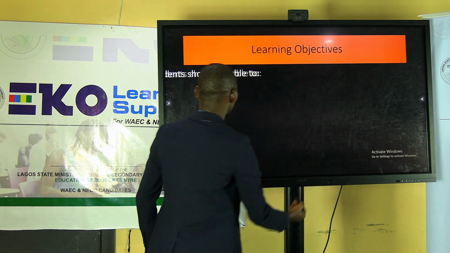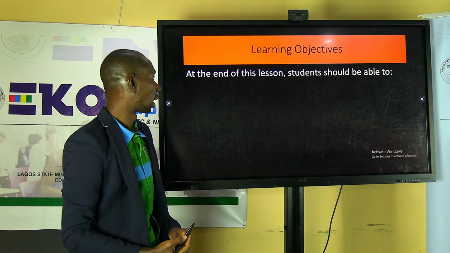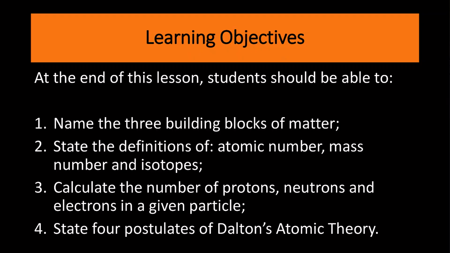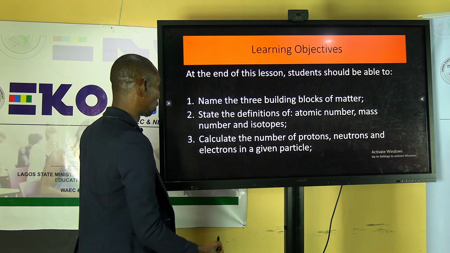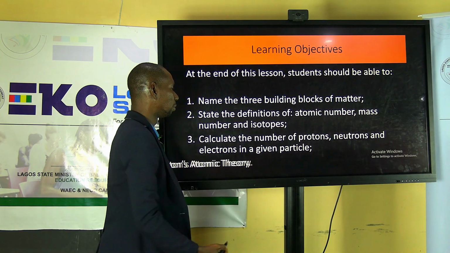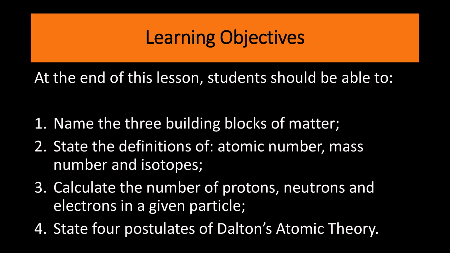Let's look at the learning objectives. At the end of this class, you should be able to: 1, name the 3 building blocks of matter. 2, state the definition of atomic number, mass number, and isotopes. 3, calculate the number of protons, neutrons, and electrons in a given particle. And finally, state the 4 postulates of the Dalton's atomic theory.